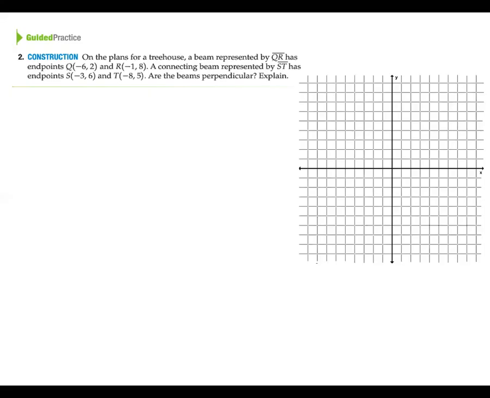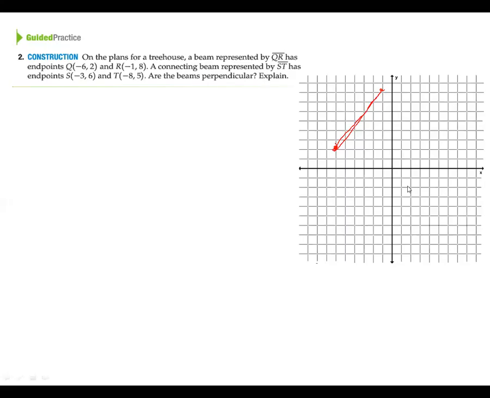All right, so first thing we should do is plot the points. (-6, 2): left 6, up 2. It's going to be right there. And then (-1, 8). So to the left 1, up 8, 1, 2, 3, 4, 5, 6, 7, 8. So right there. So this beam is right here.